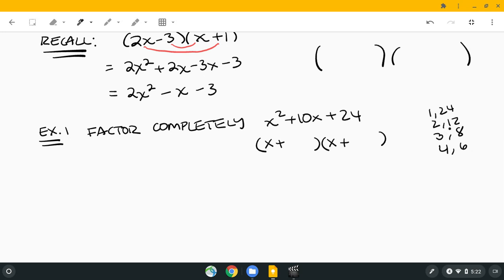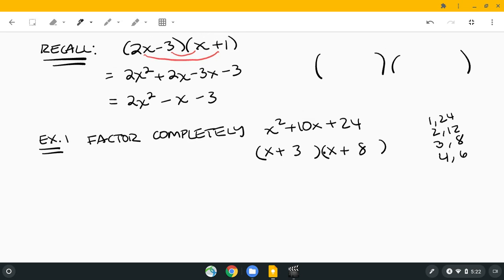Then you just go through them and pick one that you think is the right one. So let's say you think 3 and 8 are the right numbers. So you put a 3 there and you put an 8 there. This is what I mean by you have to check the middle term, because a lot of times students think they have the right answer because x times x is x squared, positive 3 times positive 8 is positive 24, and they think they have the right answer. It turns out all of these would give you x squared and positive 24.